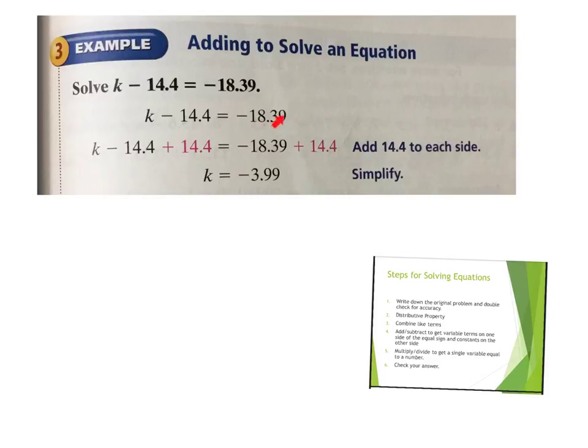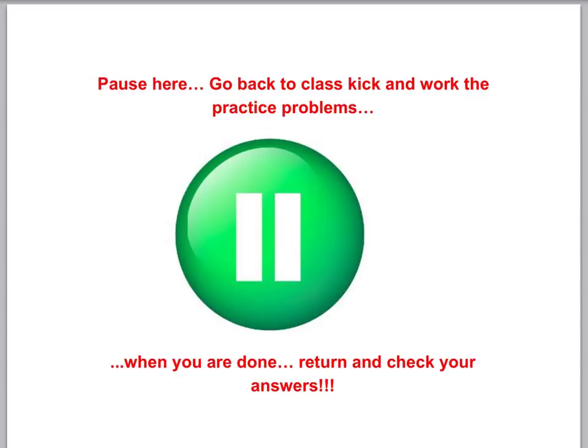Now pay attention over here, because this is a negative and this is a positive, so you're really going back to subtracting. So you can see why I spent so much time reviewing integers and decimals and all your operations with you. You're really subtracting, so it's negative 3.99. Again, don't forget the check. Go back and plug that negative 3.99 in and prove that it's true. Your turn. Go back to class kick and work a couple.